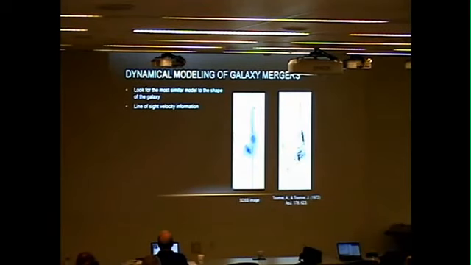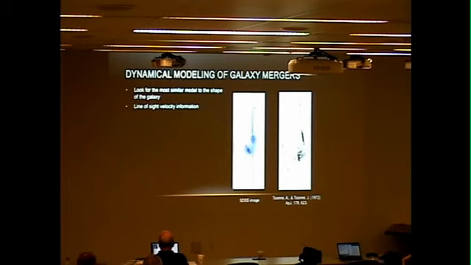So people usually try to find the most similar model to the galaxy. This is from the famous Toomre paper of 1972, where he's trying to model the Mice galaxies. Basically, people are doing the same thing these days. The only difference is that they also look at the kinematics of their model and try to match it with the kinematics of the data.